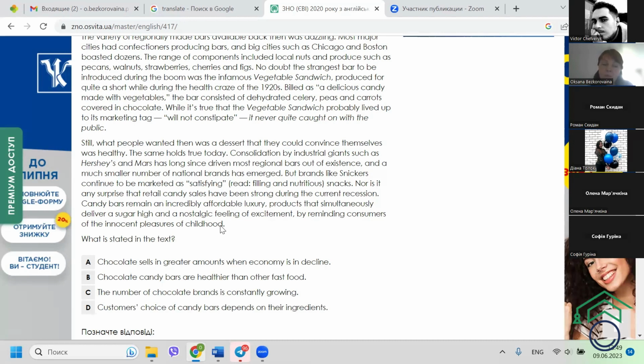Candy bars remain incredibly affordable luxury products that simultaneously deliver a sugar high and a nostalgic feeling of excitement by reminding consumers of the innocent pleasures of childhood. Customs у нас традиція, або customs – таможня. Childhood.